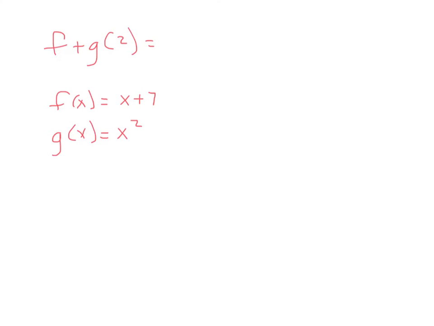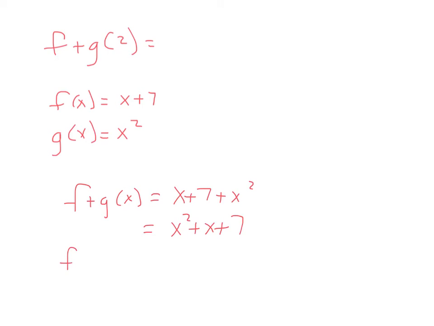Okay, in everything we've looked at so far, this had always said f plus g of x, or f minus g of x, or f times g of x. But it is possible for something to say f plus g of 2. And there are two approaches you can take to that. You can add the f and the g function together like we did earlier. So f plus g of x would be x plus 7 plus x squared. In other words, it's x squared plus x plus 7.